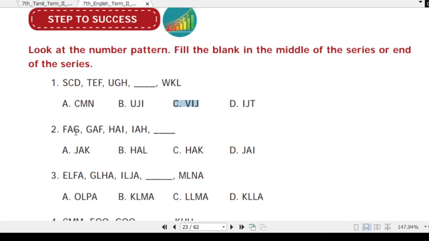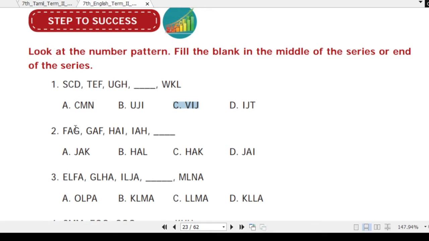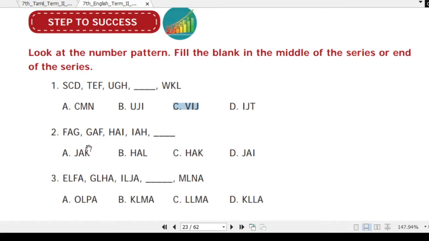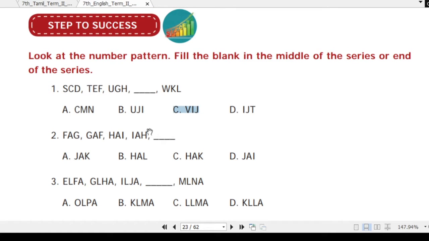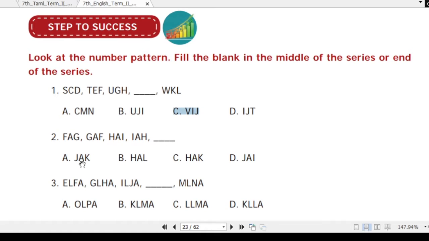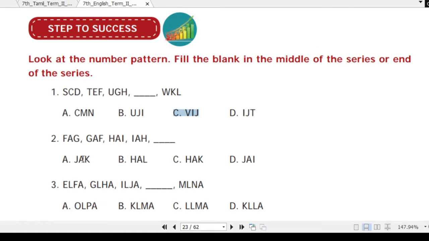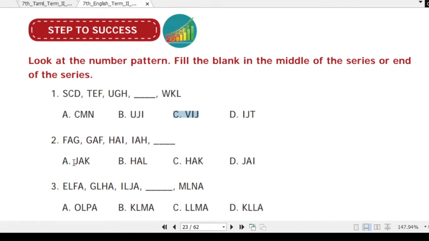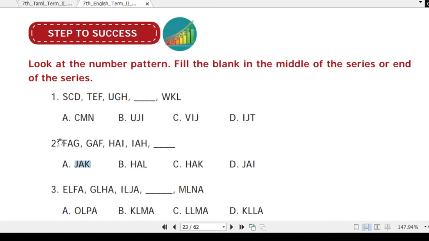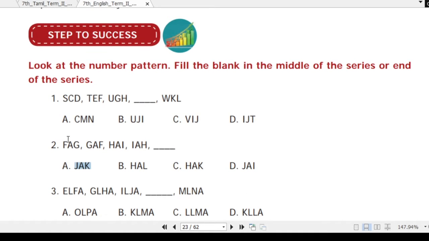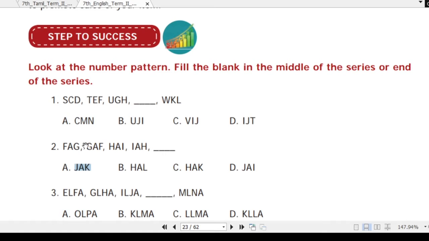F, G. H, I, J. Then J K. Correct? J and K only will come. How will you put J and A? Because you see F A G G A F, it is coming interchanging.